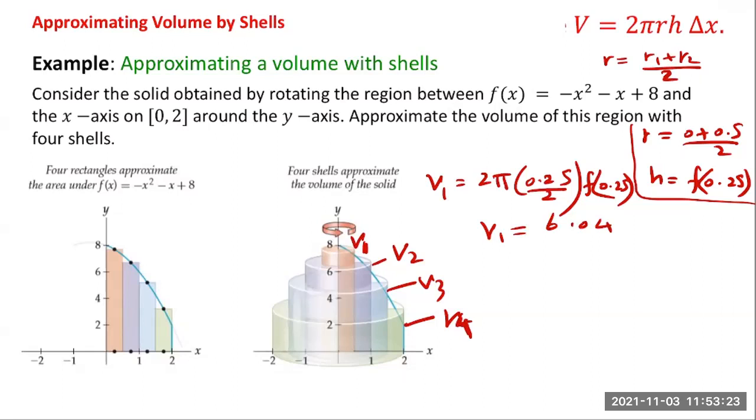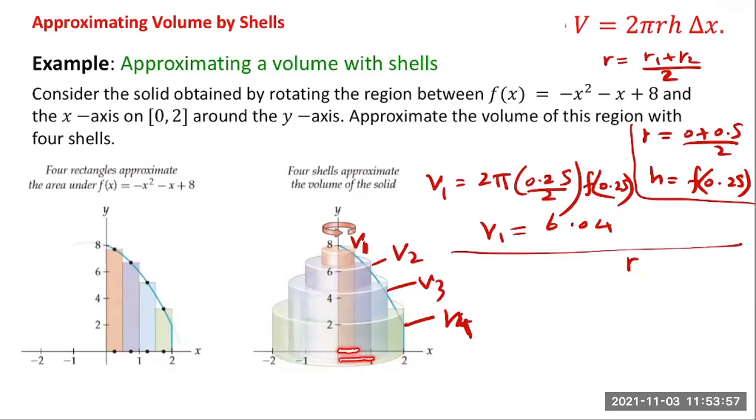Similarly, you can find the volumes of the other shells. For example, to find V2, V1 is done. To find V2, we again need R, the average radius. Average radius is R1 plus R2 divided by 2. If you go to the second shell, how do you find the average radius? Average radius is the inner radius plus outer radius divided by 2, right? Inner radius is this radius for the second shell. The outer radius is this one.